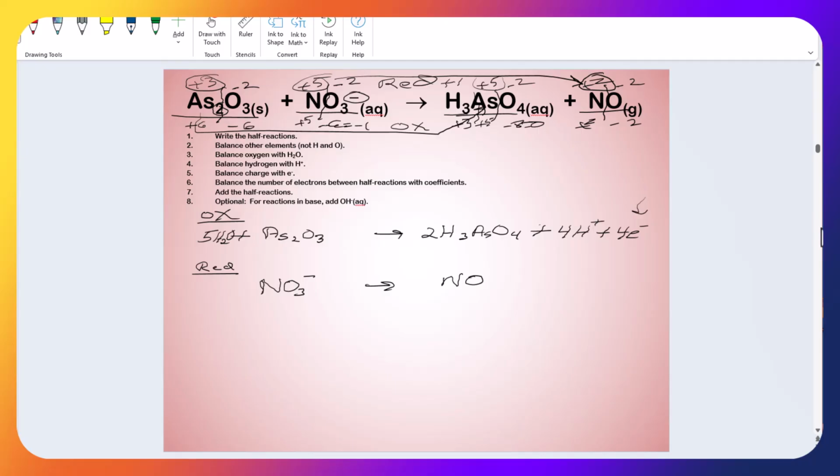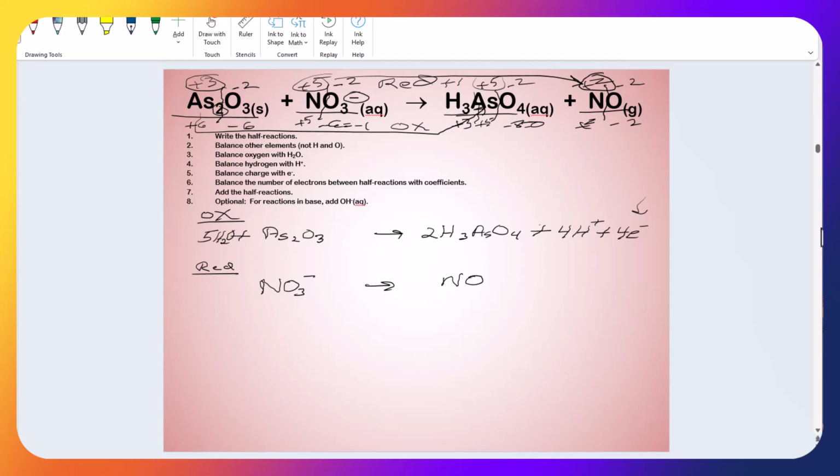So in the oxidation half reaction, electrons are being lost, so the electrons will go on the product side. We just neutralize charge by adding 4 electrons to the 4 H pluses. All right, on to the reduction half reaction.